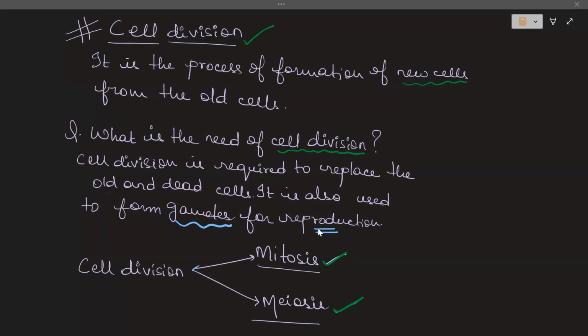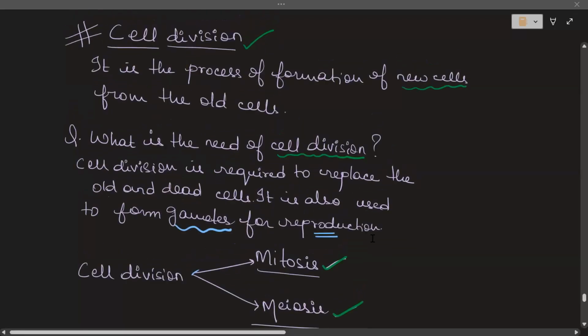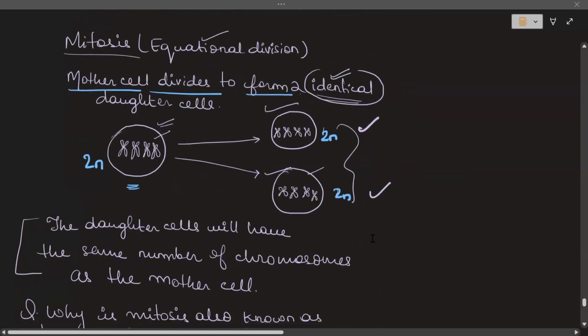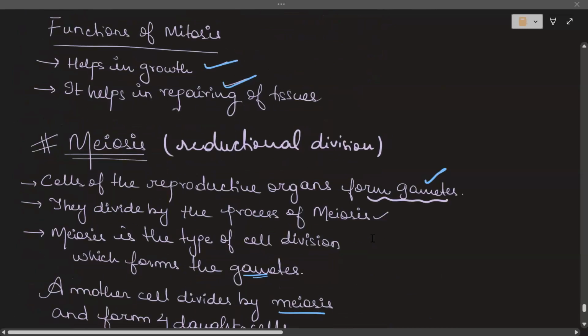Okay, very good, students. We'll keep it till here only. In the next class, we'll start with how mitosis takes place, then how meiosis takes place.